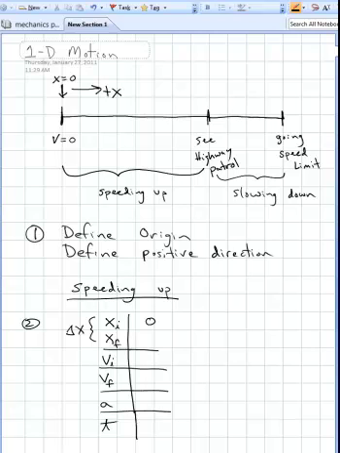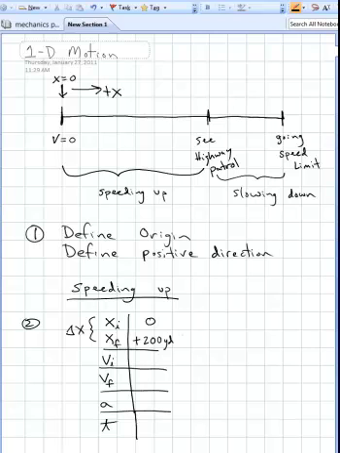X final is given in the problem as 200 yards. I'm going to put in here plus 200. Why am I doing that? Because this is not distance, right? Distance has to be a positive number. This is position. These x values are position on a number line. And if we're on the positive side of the origin, it's a positive number. If we're on the negative side of the origin, it's a negative number.